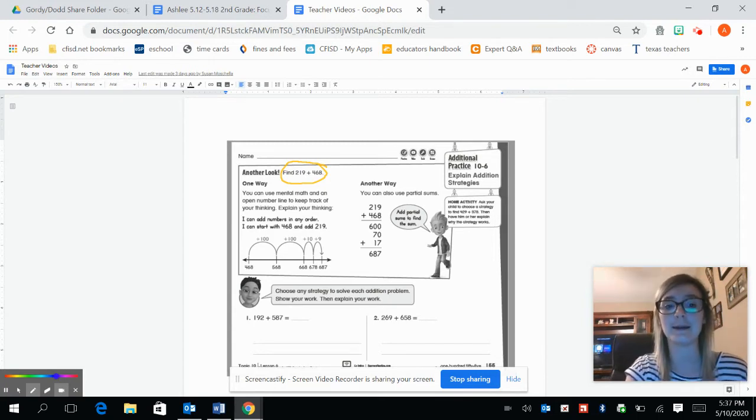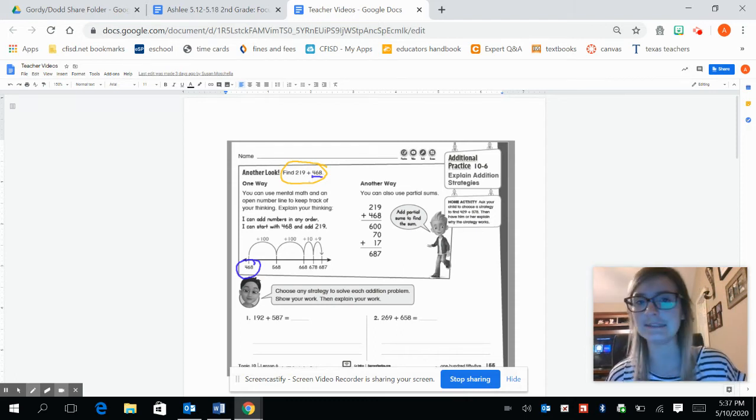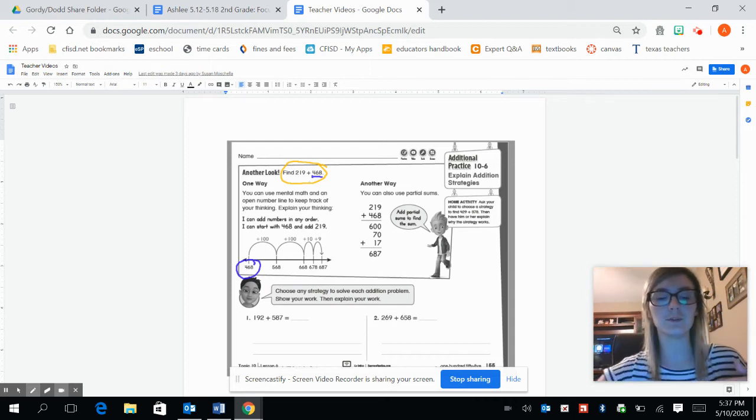So let's use this number line right here. Our number line, when we do that, we're going to start with a big number because it's a little bit easier. We're going to add our smaller number to it. So our big number was the 468, which we started with right here. So we're going to need to add 219. When you add 219, we can break that down to hundreds, tens, and ones if we wanted to. That's a really easy way to do things on the number line. So let's start with our hundreds place, okay? So it says we're going to add 219.